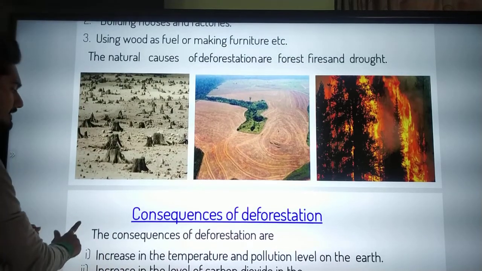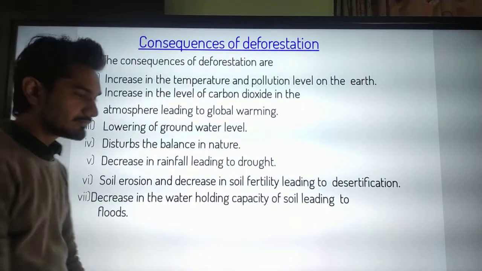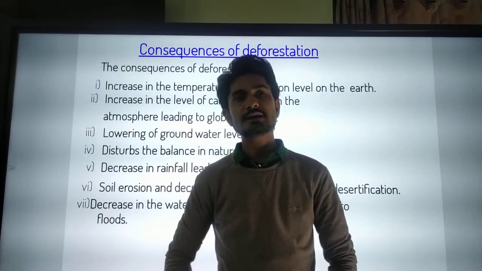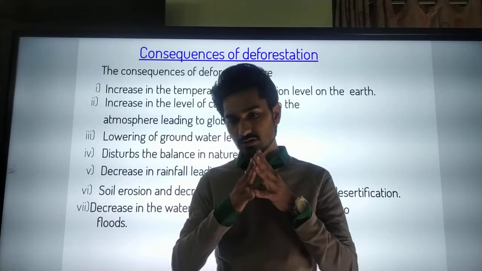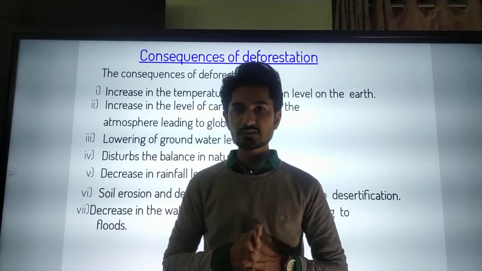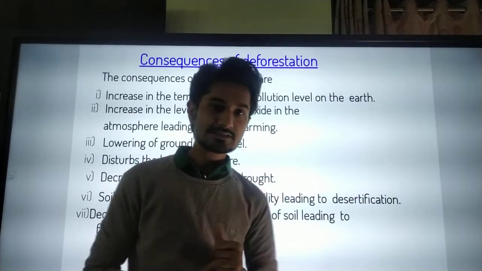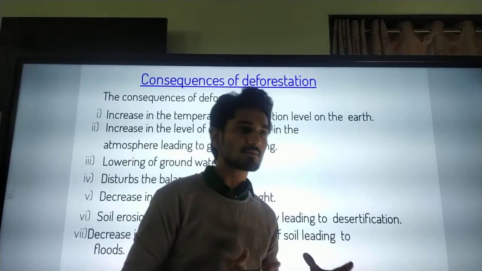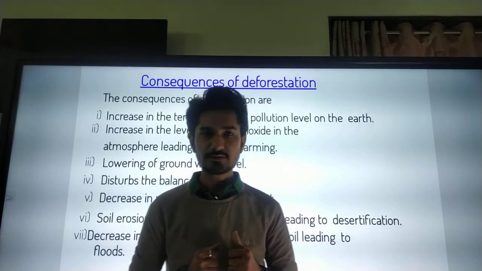Now, what are the consequences? As we have known, deforestation causes so much destruction, so many types of eruptions in the environment, and so many types of harm to us also. For that, we have to know the consequences of deforestation. So consequences means what? What are these changes that we are experiencing?